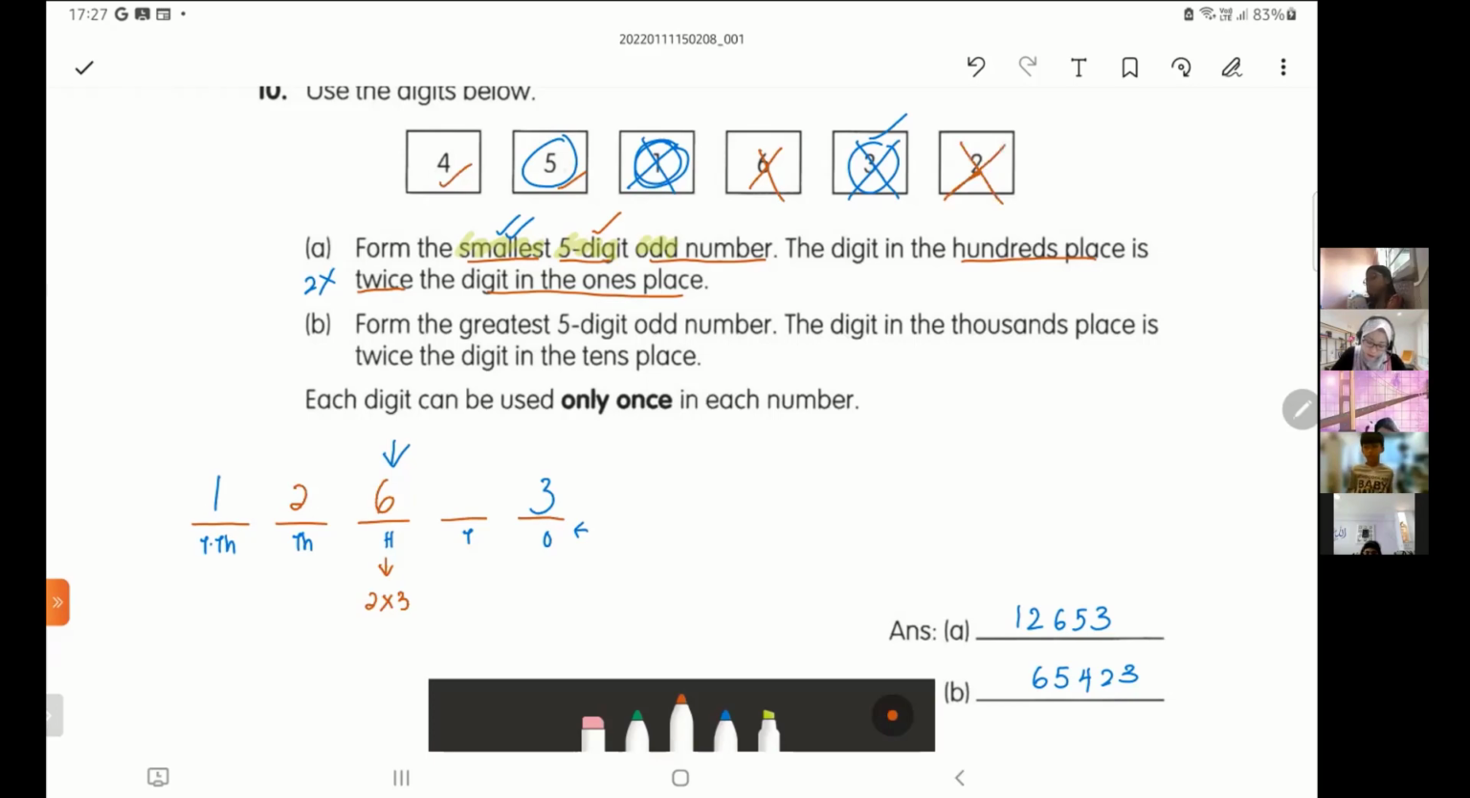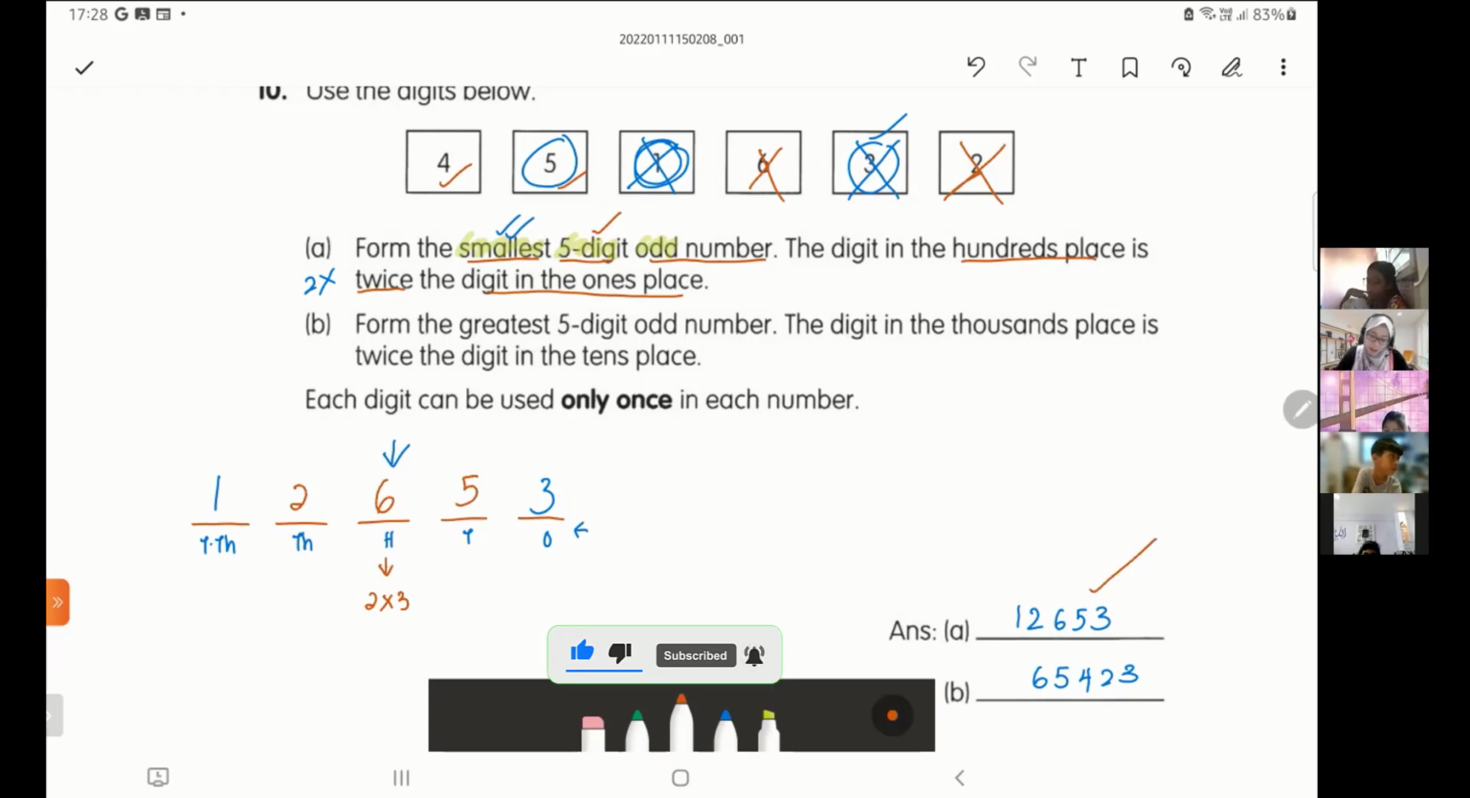Between 4 and 5, which one is the smallest number as well? Okay, so between 4 and 5, if you look at this, I want it to be a smallest 5-digit odd number. So 4 and 5, I can either put 5 or I can either put 4. Okay, so 1, 2, 6, 5, 3. The digit in the hundreds place is twice the... 1, 2, 6, 5, 3 is the correct answer. Okay, this is the answer.